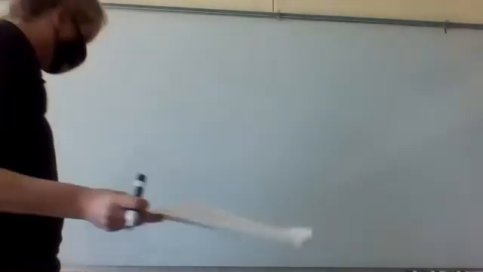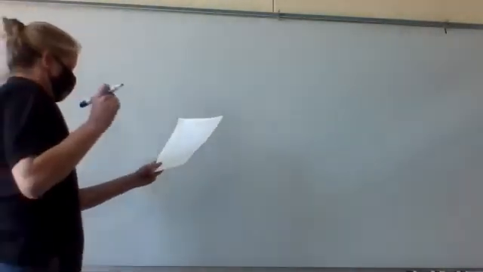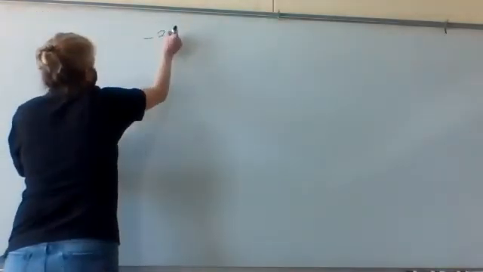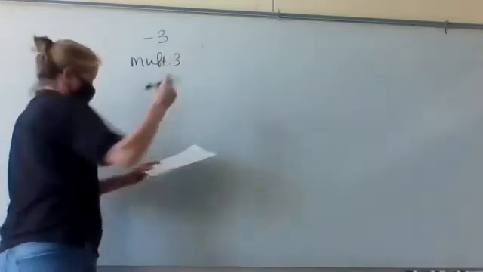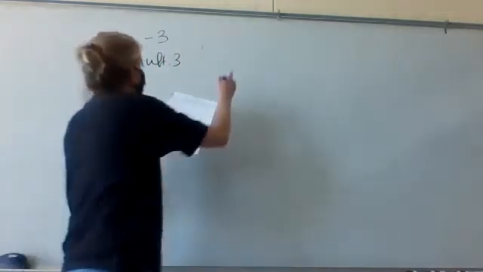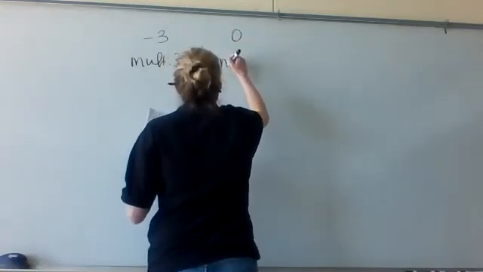All right, find a polynomial function of degree 4. So degree 4. So it should be a little better than the last one. With -3 as a 0 of multiplicity 3. And 0 as a 0 of multiplicity 1.